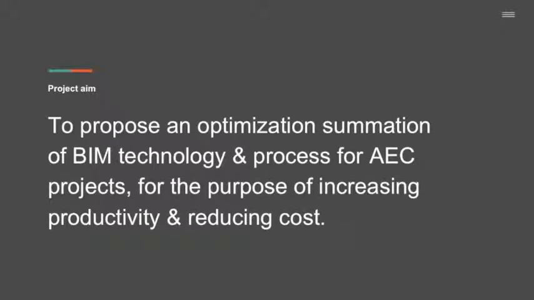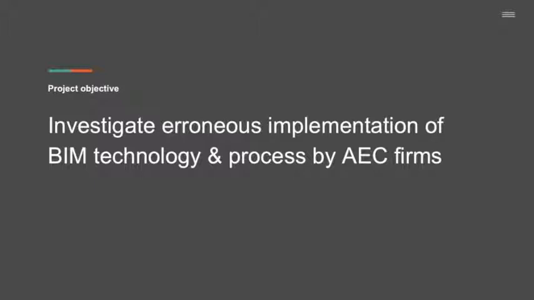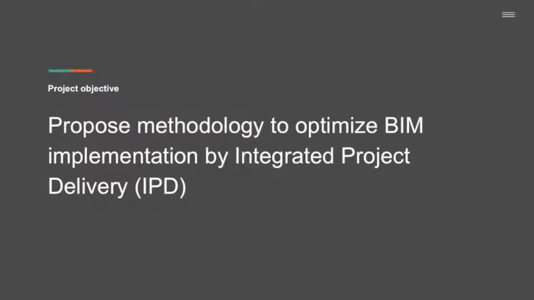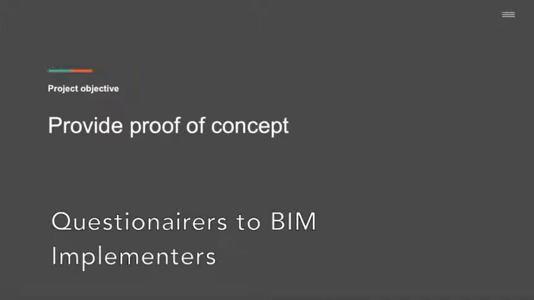Project aim: to propose an optimization summation of BIM technology and process for AEC projects for the purpose of increasing productivity and reducing costs. The objectives: identify key factors that prevent and delay the utilization of BIM in the industry, especially for AEC firms. Investigate erroneous implementation of BIM technology and process by AEC firms, and propose methodology to optimize BIM implementation by integrated project delivery, or IPD. Provide proof of concept, which I will explain later on.